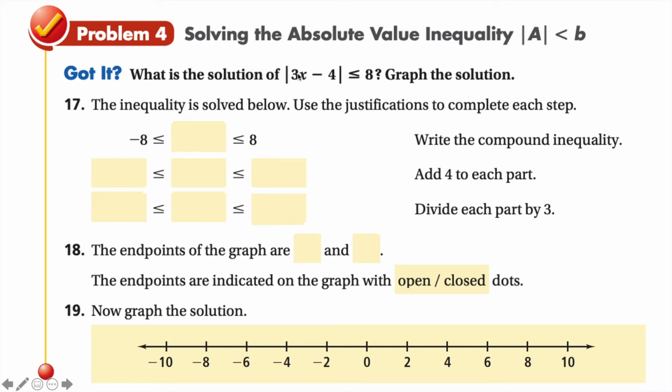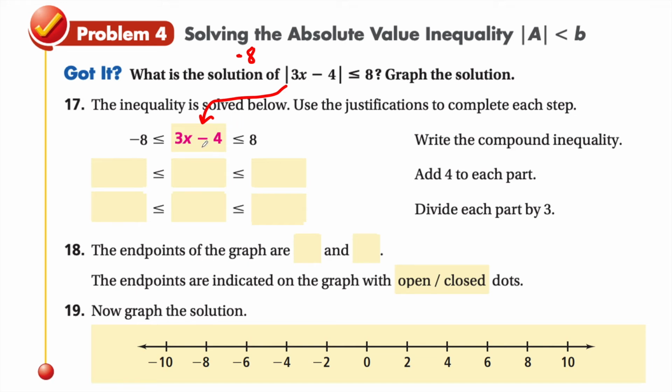What is the solution of the absolute value of 3x minus 4 less than or equal to 8? Graph the solution. Well, the inequality is solved below using these justifications to complete each step. Write the compound inequality. We have the positive form of the 8, which is right here, and then to make it the compound inequality, we are going to also add its negative counterpart, which is going to be the negative 8 as well. All right? And that is what we're going to plug in right here, because we're going to take that 3x minus 4 and just drop it straight in out of the absolute value and straight into this inequality.